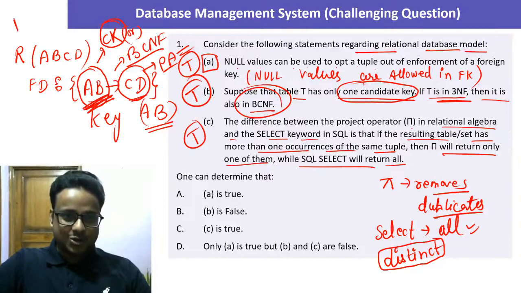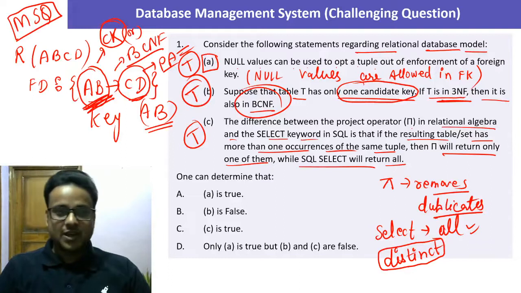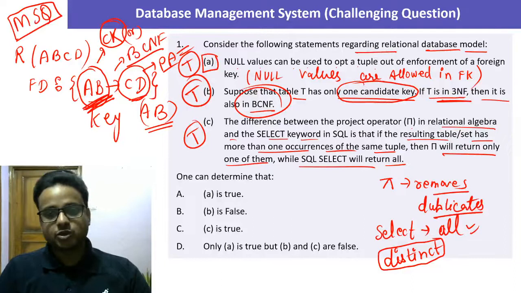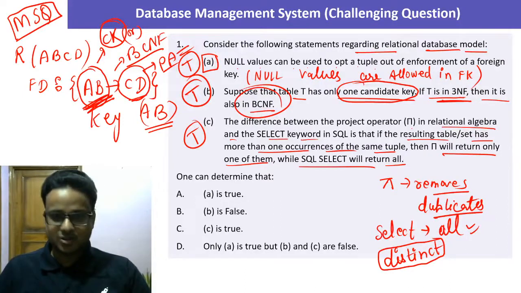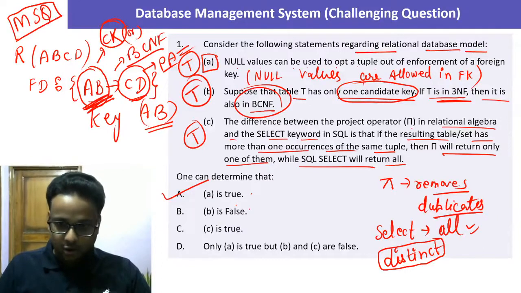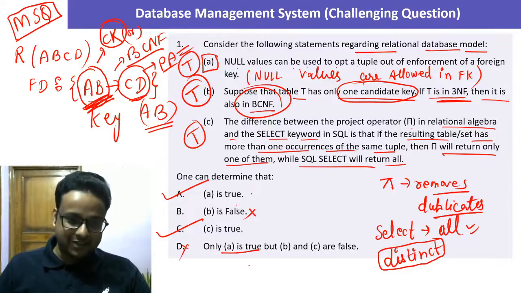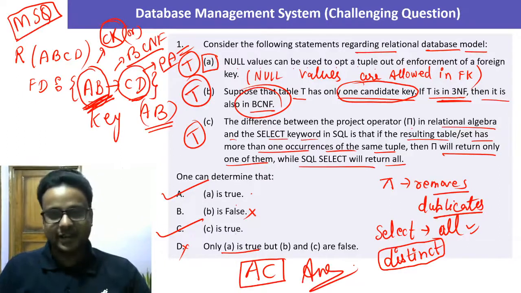So this is an MSQ question. From GATE 2021 onwards, they have introduced a new concept, MSQ, multiple select questions, with multiple selectable options. Here A is true, 100%. B is false? No, not at all, B is also true. C is true, yes. Only A is true but B, C false? No. So what is the answer? Finally, the answer is A and C. So two options are correct.